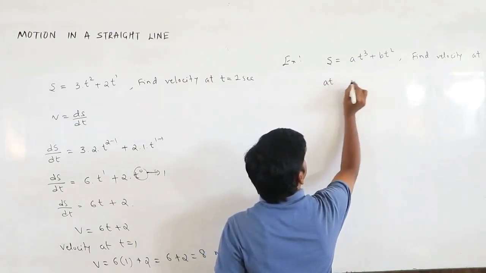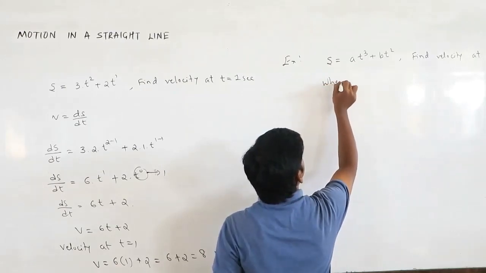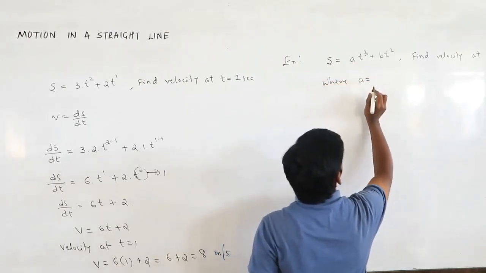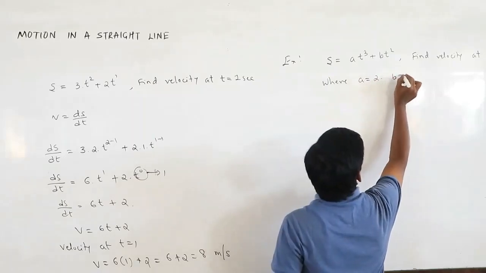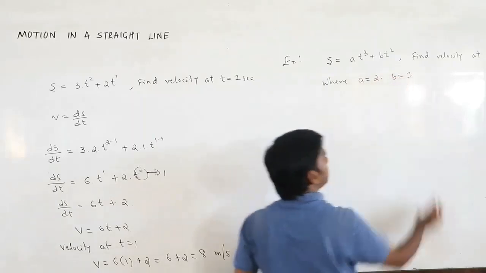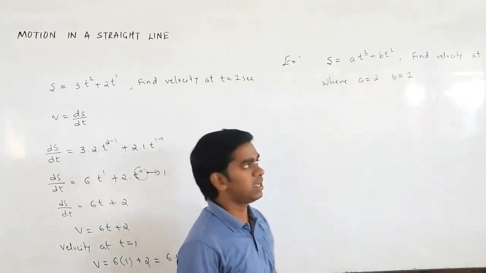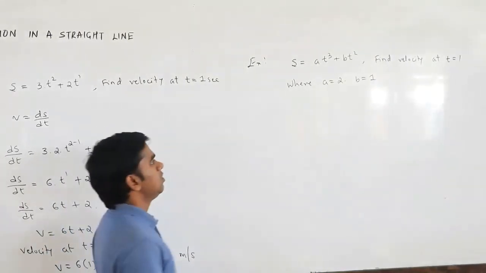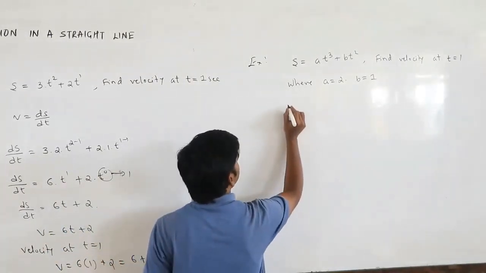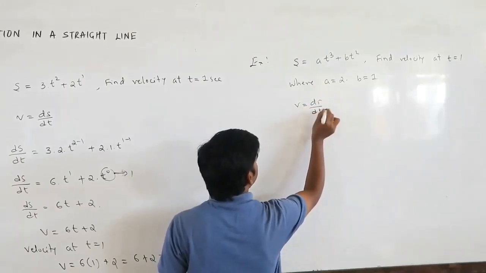Find velocity at t equals 1, where a equals say 2 and b equals 1. A and b are constants, so they have given the a and b values also. Okay. So the question looks a little complicated but is very simple. What do you have to find? You have to find velocity. So what can you write? Velocity equals ds by dt.